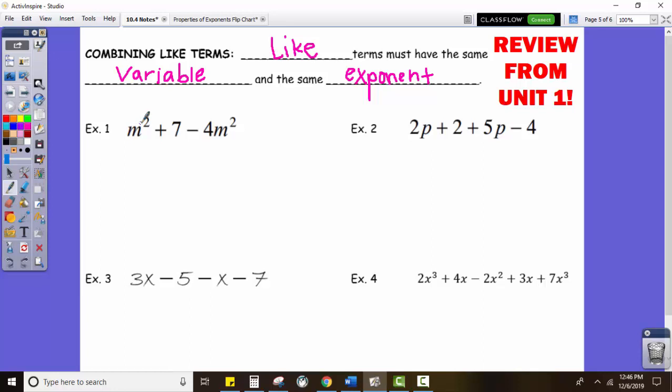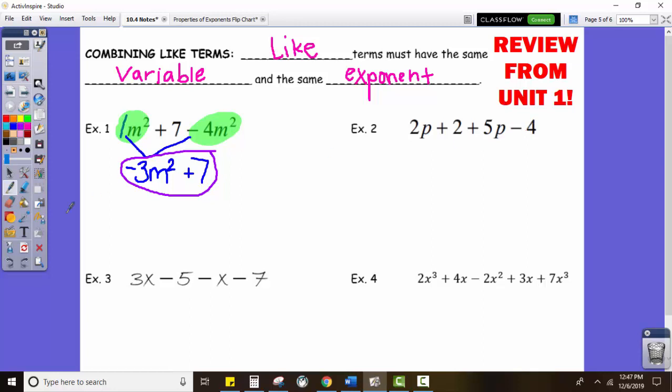So for example 1, my expression is m squared plus 7 minus 4m squared. Remember that's 1m squared. So I'm going to look for my like terms. I have 1m squared minus 4m squared. When I do 1, take away 4, that's negative 3, and I leave it as m squared. Then the plus 7, there are no other constants to combine it with, so I write plus 7, and that is my final expression.